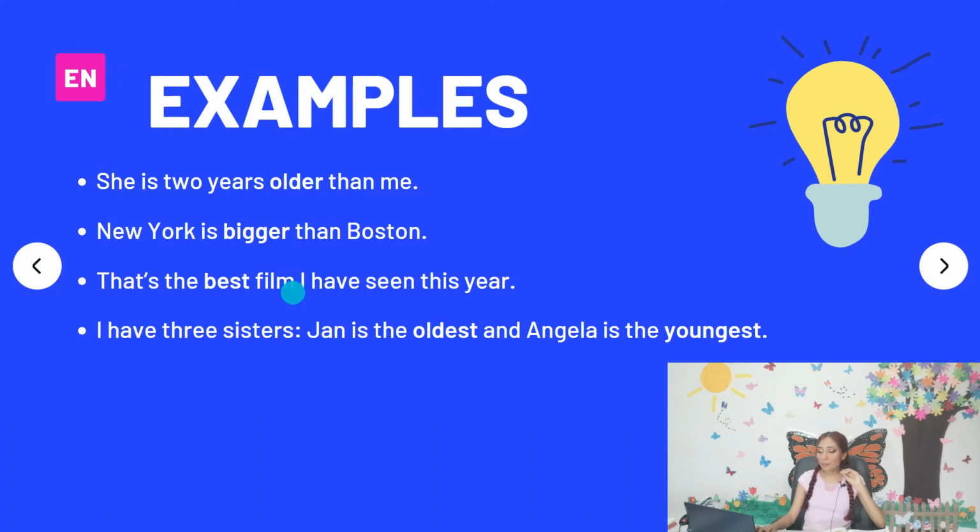Okay, one more example. That's the best film I have seen in this year. Okay, so we know that maybe you or me, we have seen a lot of films, a lot of movies in this year. So it means that I'm comparing just one movie with the rest of the movies that I've seen in this year. So it means that in this case, we're using a superlative.